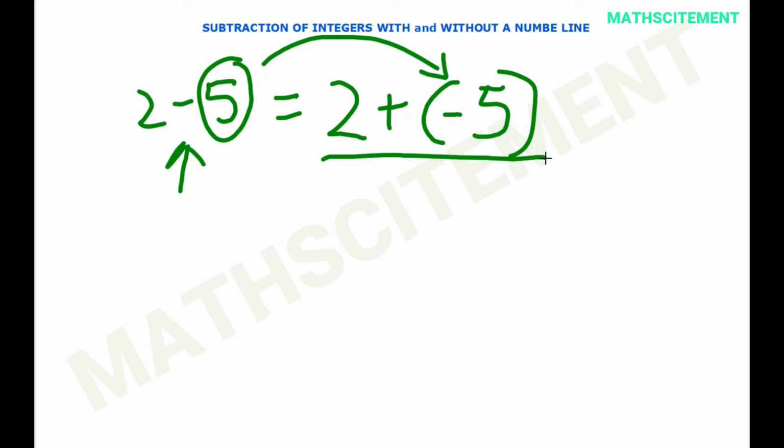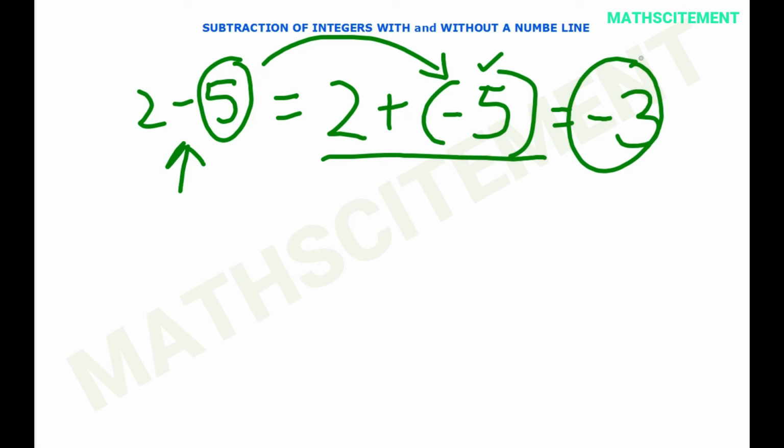We learned in the previous video of addition of integers the rules to add two integers. We learned that when two integers have different signs, we actually subtract their absolute values and put the sign of the larger integer. So 5 minus 2 is 3. And 5 is the larger integer and is negative. So we place the negative sign in front of 3. And the answer is minus 3.